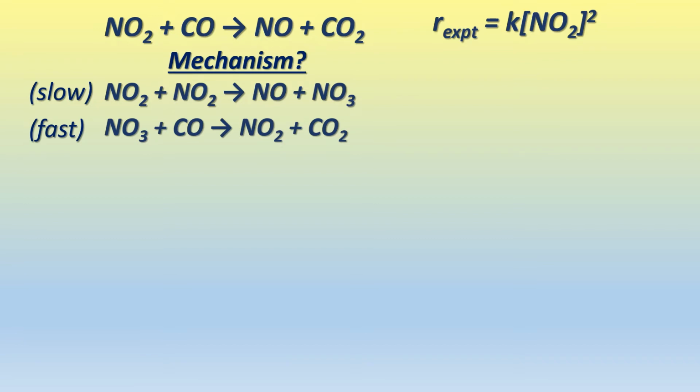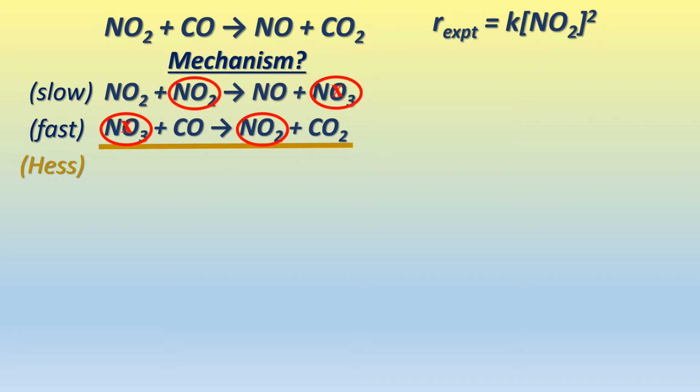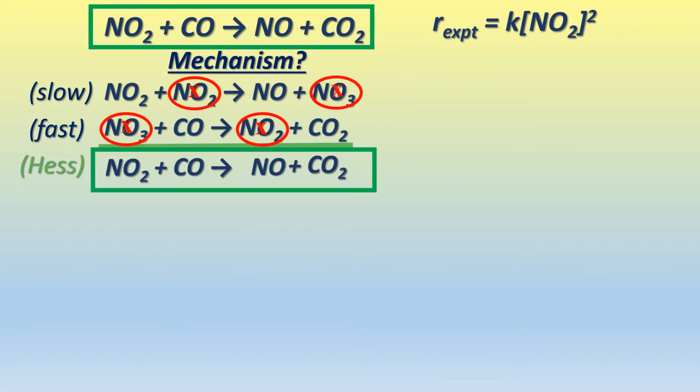So, is this possible? Two things to check. First of all, does it obey Hess's law? When I add the reactions up, I see that NO3 shows up on both the left hand and the right hand side of the arrow, so it cancels. As does one of the NO2s on each side, leaving me with NO2 plus CO going to NO plus CO2. In other words, the reaction matches the original reaction. Hess's law is satisfied.